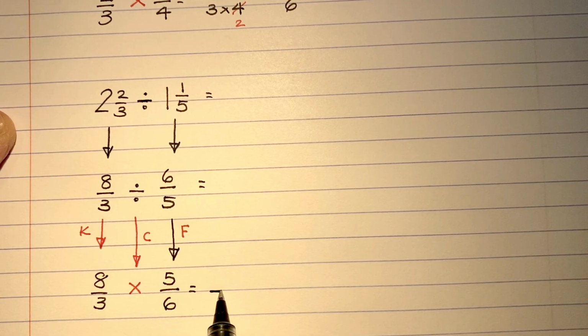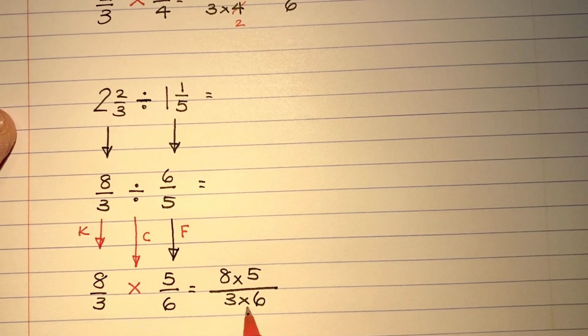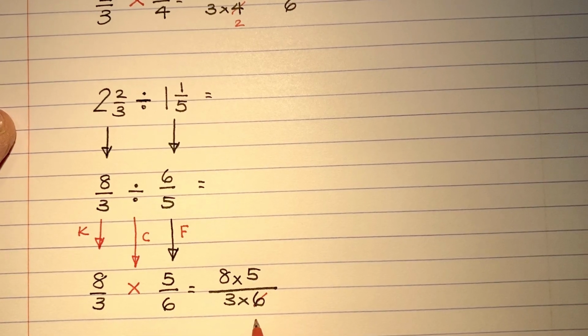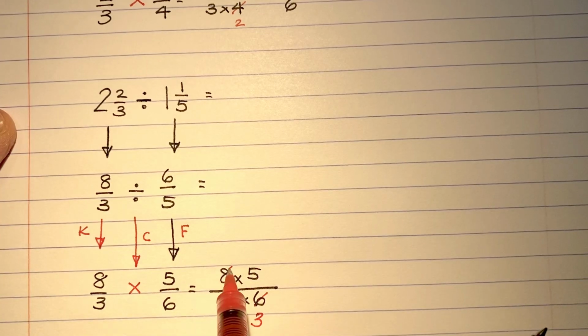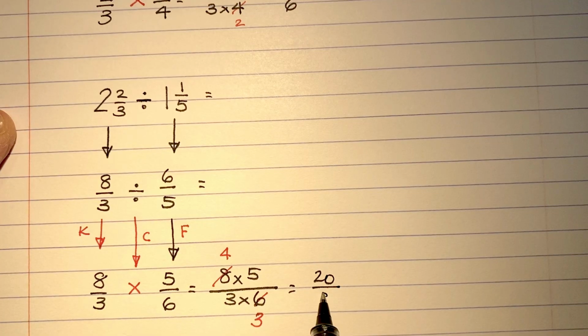Then we multiply. Two simple fractions to be multiplied. 8 times 5, 3 times 6. Remember to simplify here, otherwise you have to simplify at the end, and it's not going to be as easy. 6 and 8 cancel. 2 into 6 goes 3 times, and 2 into 8 goes 4 times. 4 and 3, and 5 and 3 don't cancel. So here we go. 4 times 5, 20, and 3 times 3 is 9.